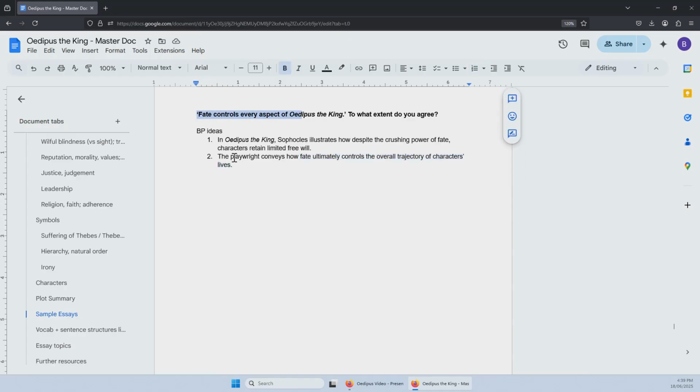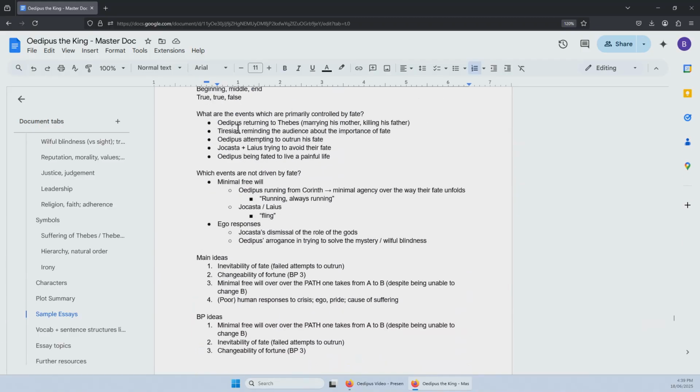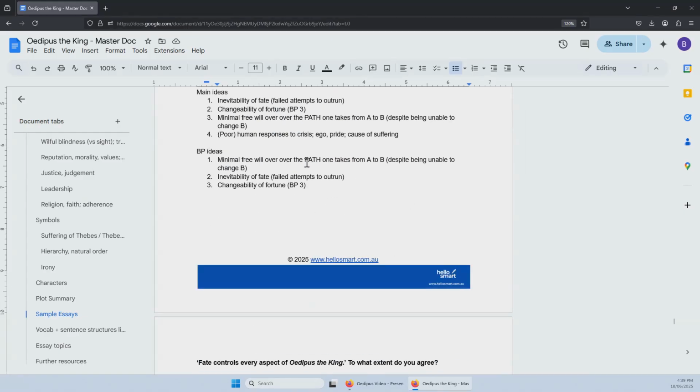So fate controls every aspect. We're saying yes, it controls the overall trajectories, and that's where we're going to give our key examples of Oedipus returning to Thebes, Jocasta and Laius trying to avoid their fate but ultimately achieving it, and then Oedipus being fated to live a painful life.